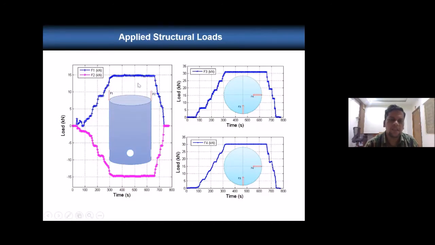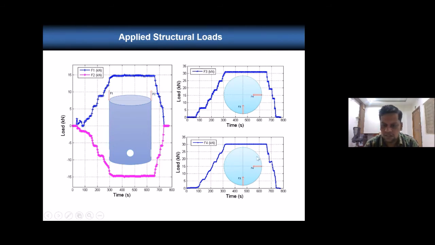So these are the 2 loads. One is compression, the other one is tension. These two will create a couple, so a pure bending moment is applied. The other two, at 90 degrees, may have applied 3 tons of load. This side shows the 10% increase in the load, and this is during the unloading.